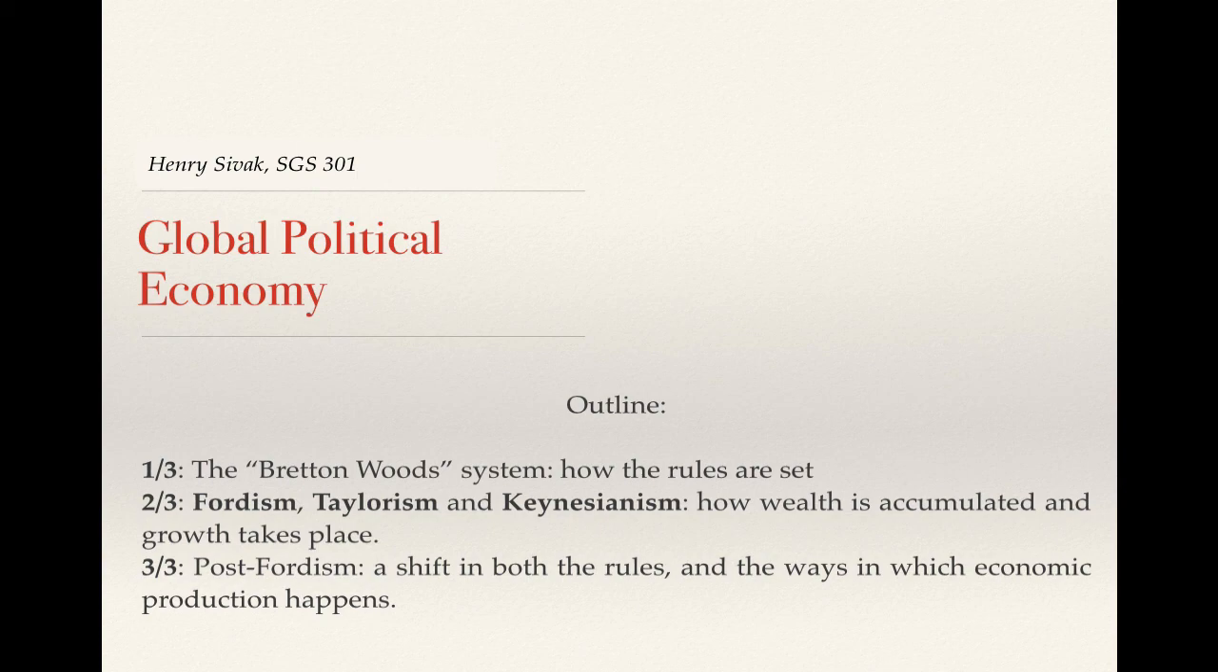The Bretton Woods system, as we'll see, is a system of rules. It is a system of institutions that lays down what is and isn't okay in the organization of the global economy. Fordism and Taylorism are modes of production. They are ways of accumulating wealth and ways of accumulating capital and ways basically of making money. Keynesianism, on the other hand, is another set of rules that we'll talk about as we go through this material.